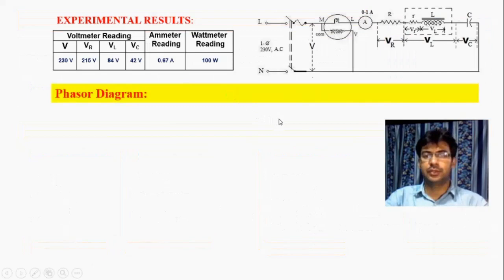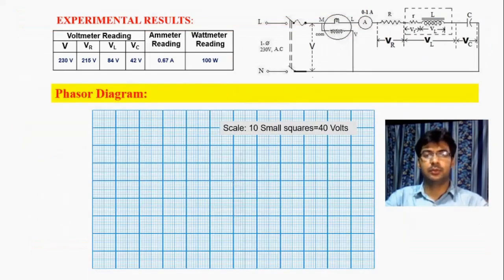Now let us draw the phasor diagram for the circuit. For this, first of all, we have to select a suitable scale. I have considered 10 small squares is equivalent to 40 volts. Then we have to consider the line current as reference. Now draw the phasor OA, which represents the voltage drop across the resistor, that is 215 volts, and it will be in phase with the reference current.